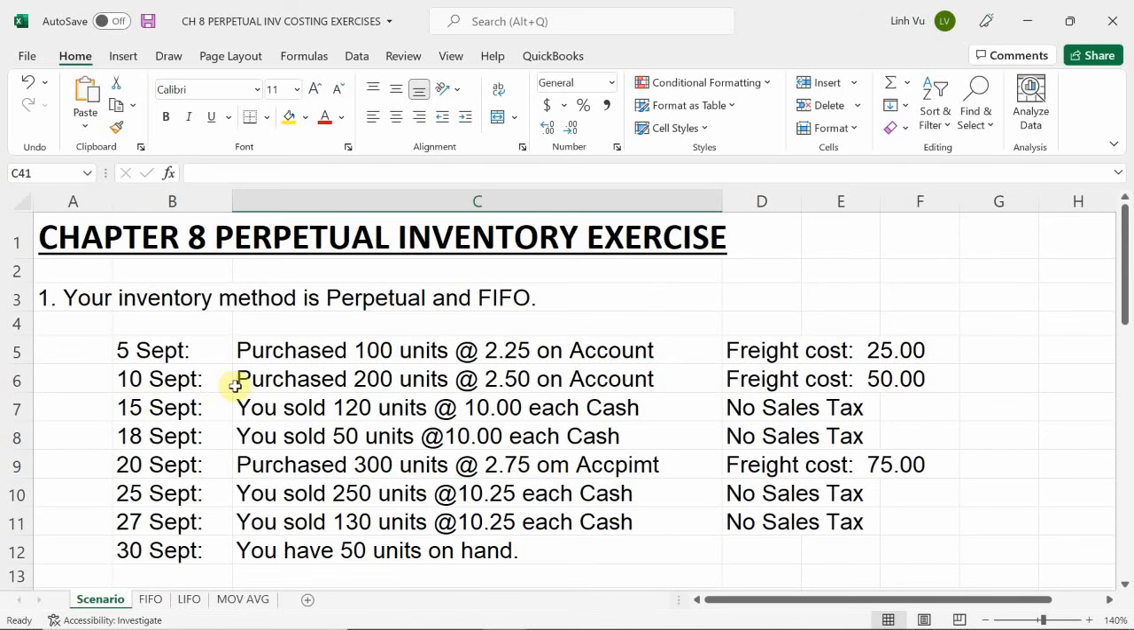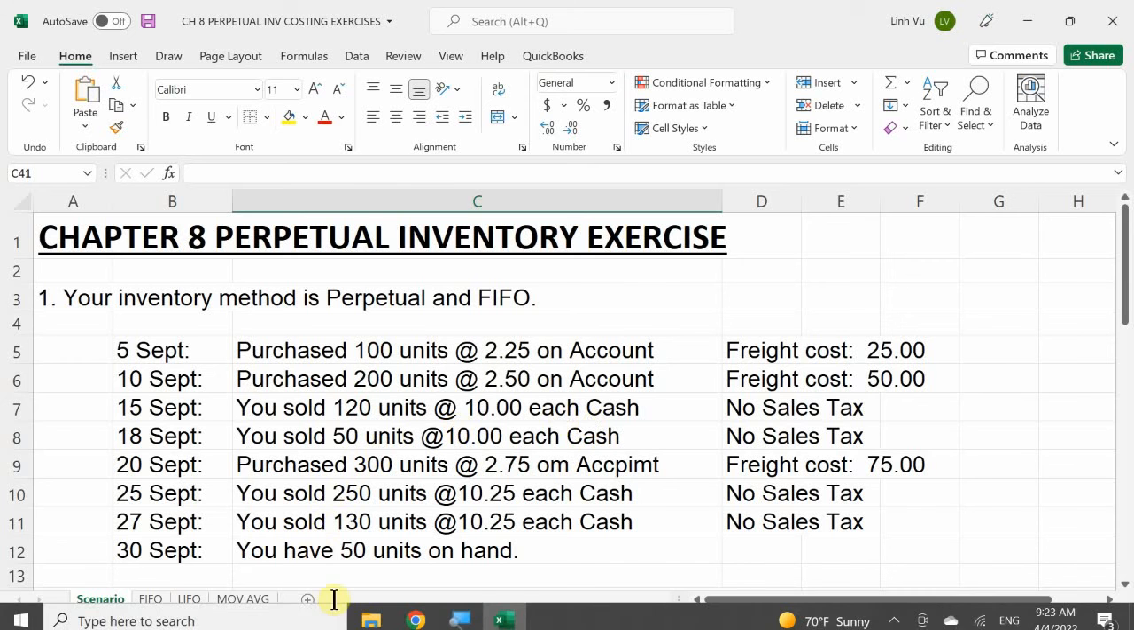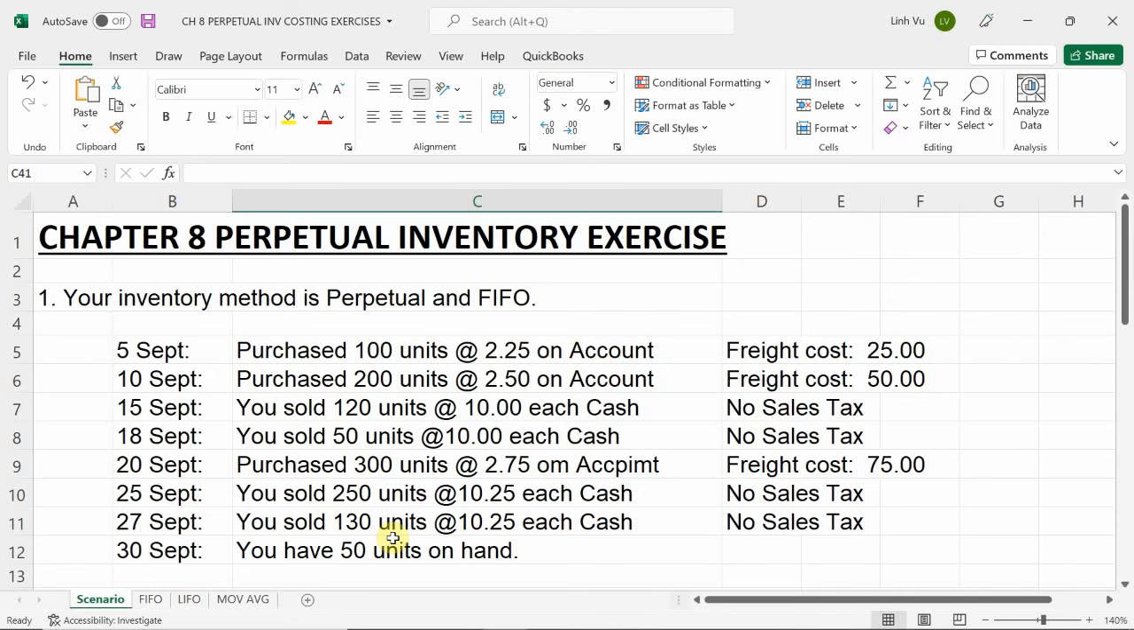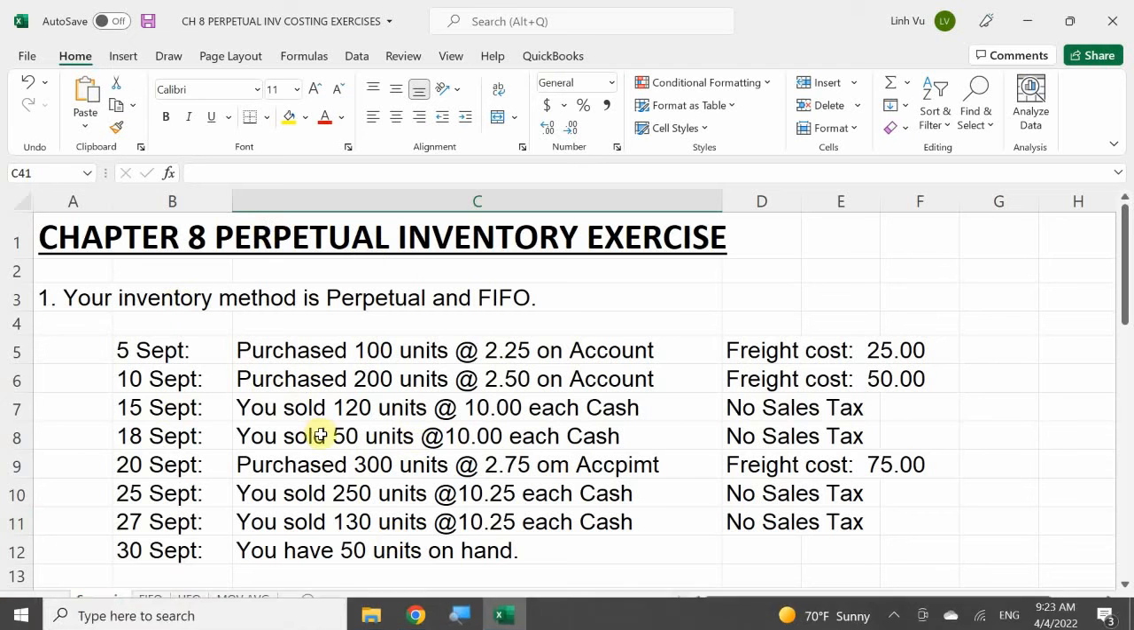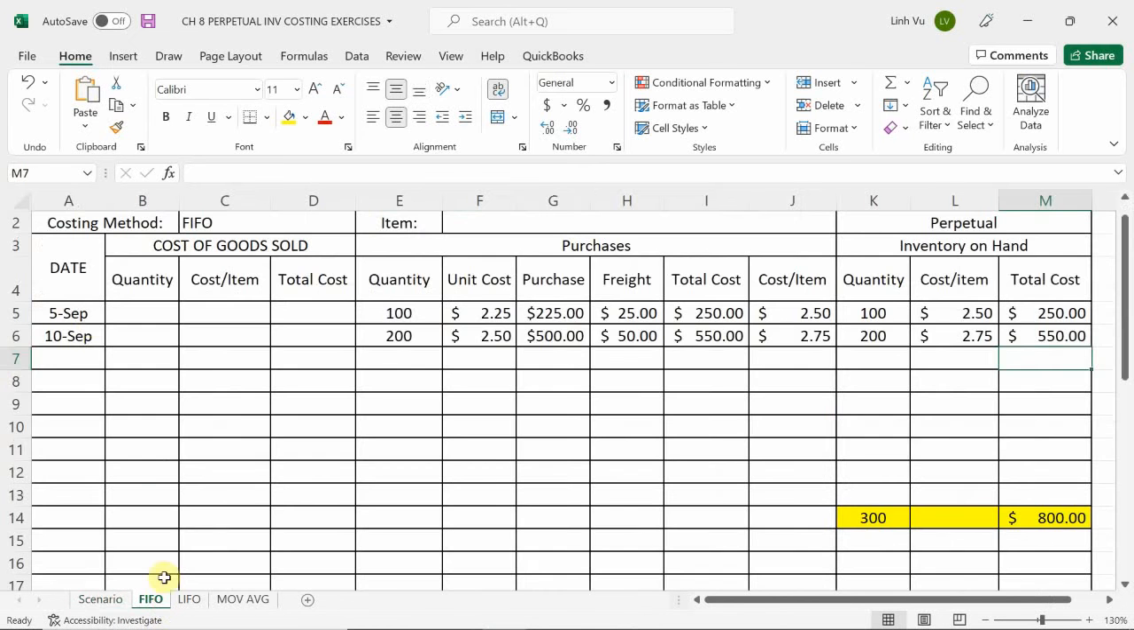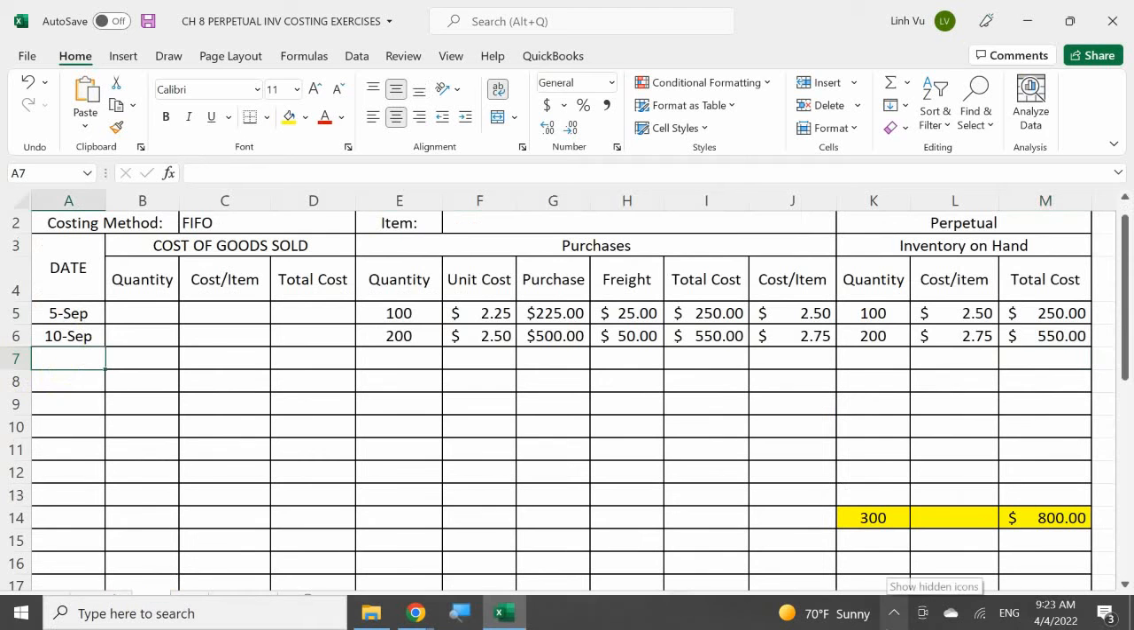September 15, you end up selling 120 units at $10 each for cash, no sales tax, okay? So in this case, you would normally journalize this, but the whole purpose of my inventory worksheet isn't to solve for what I sold. It's to solve for what it cost me to sell my items. So in this case, cost of goods sold, right, is what I need to figure out. So it's September 12th, and I end up selling 120 toys.